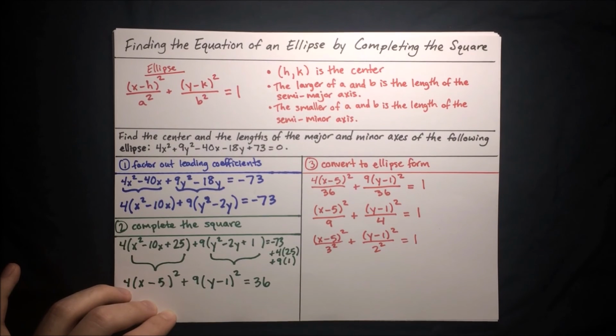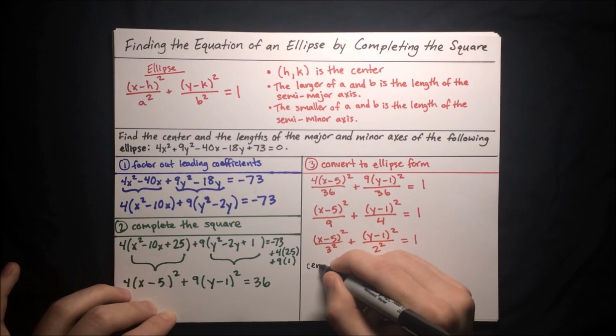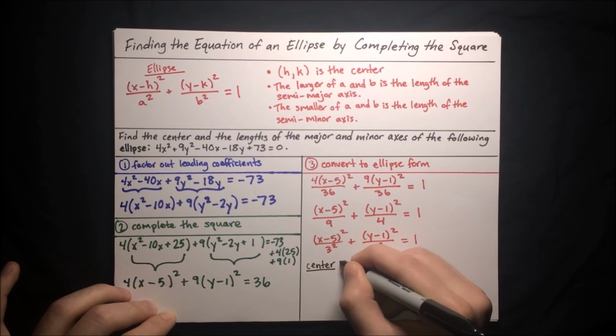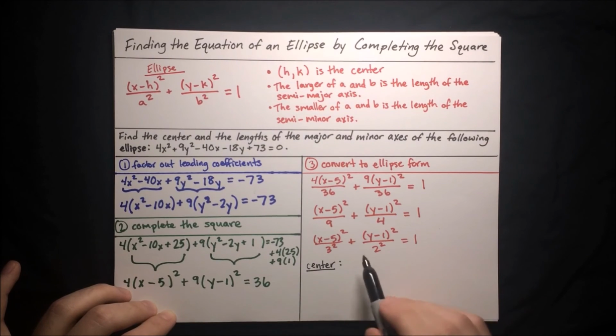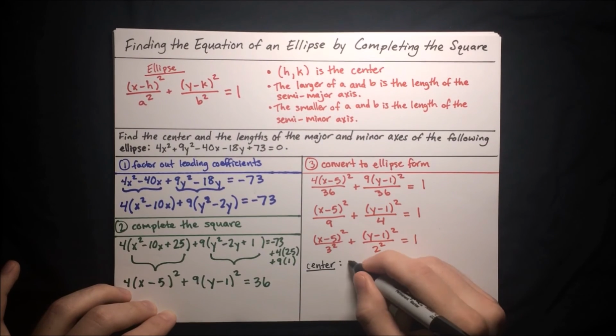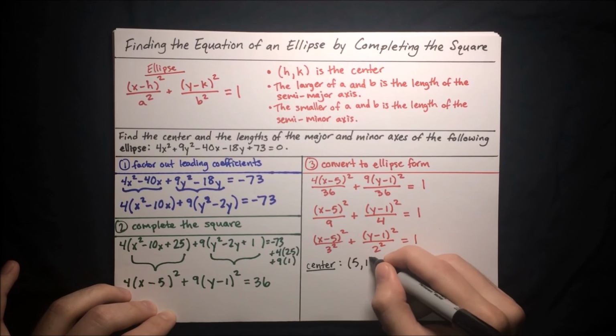So now let's go ahead and pick out the information we want. The information we want, first of all, is the center. The center is just h comma k according to our ellipse form. h is 5, k is 1, so the center is just 5 comma 1.